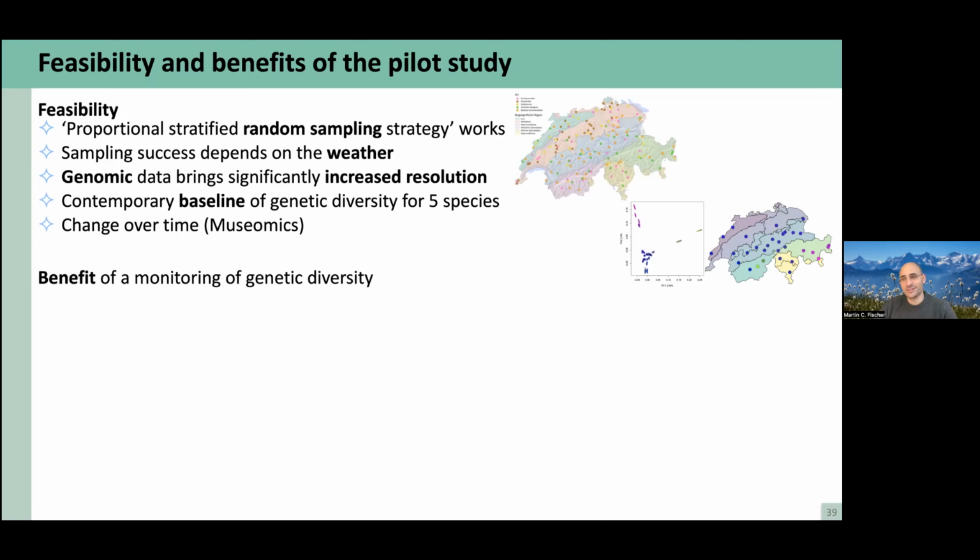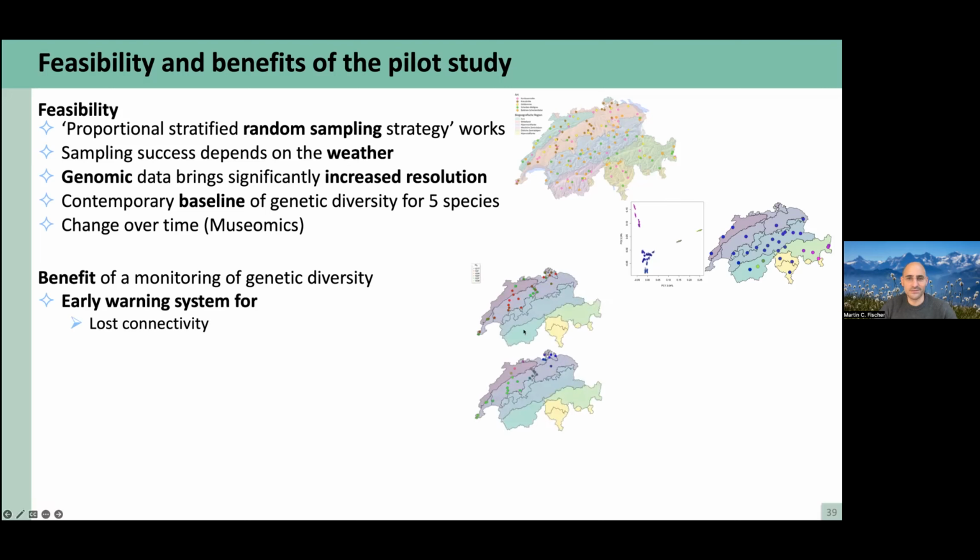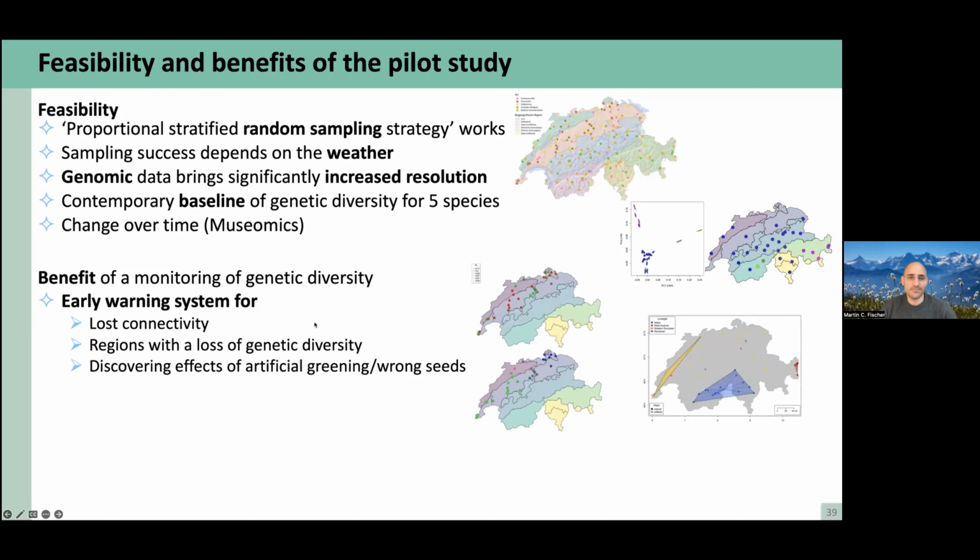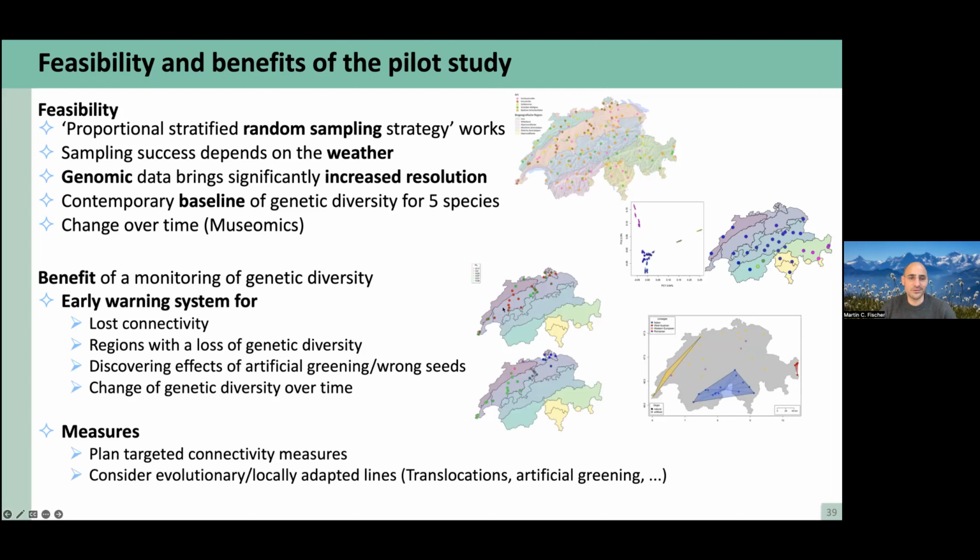What are the benefits of such a monitoring of genetic diversity? You get an early warning system to see whether we have lost connectivity between populations, or whether we have regions with lower genetic diversity. You may also discover effects of artificial greening or wrong seed sets used. And you can detect changes in genetic diversity over time. This allows you to have specific conservation measures. You can plan targeted connectivity measures between some of these populations. You can consider evolutionary or locally adapted lineages for translocation or artificial seedings, which from my point of view is what we can already reach with the data that we have now.